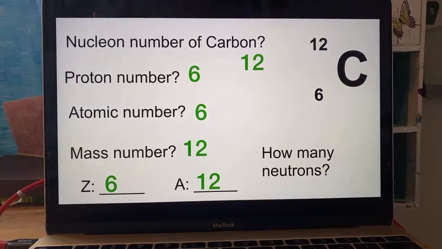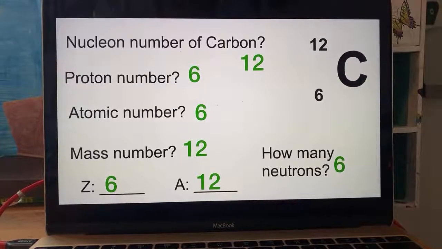And to get the number of neutrons, you do 6 protons, take away from 12 protons and neutrons added together, so it is 6 neutrons as well. Phew. Okay, let's move on a little bit then.